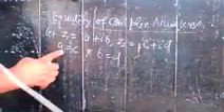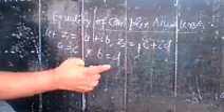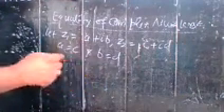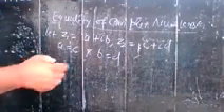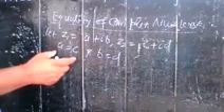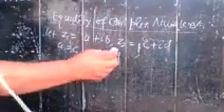a is equal to c and b is equal to d. So what is the meaning of that? If you have two complex numbers, they are said to be equal if their real parts are equal and if their imaginary parts are equal. Understand? So this is your condition.